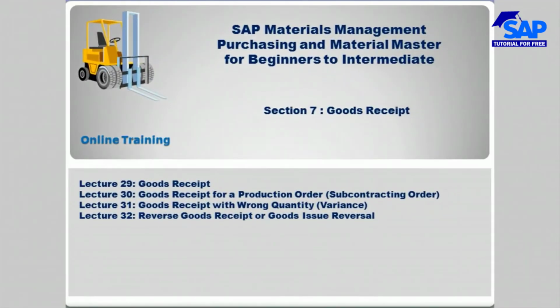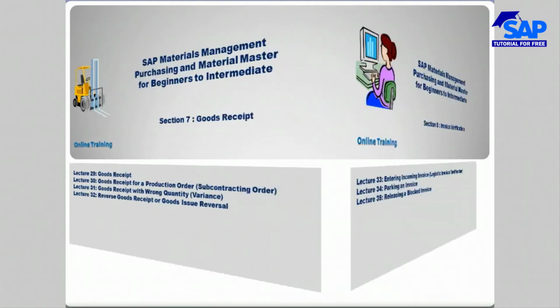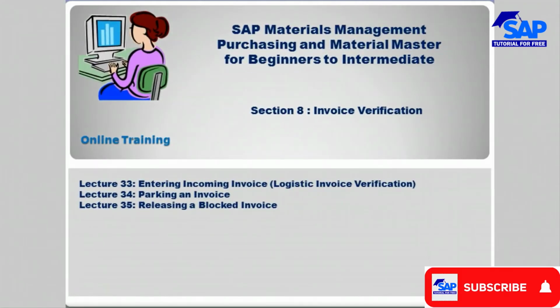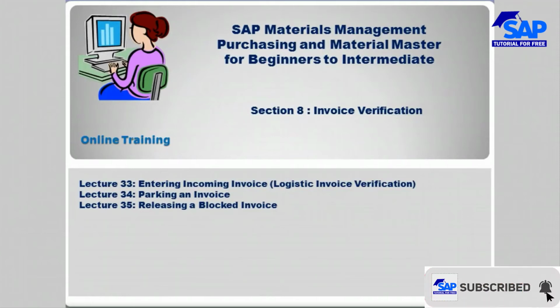Later in this course, you will learn how to post the goods received from a purchase order and goods received from a production order. Finally, you will learn about the invoice verification, which is part of the accounts payable process and where the vendors are paid for materials or services.